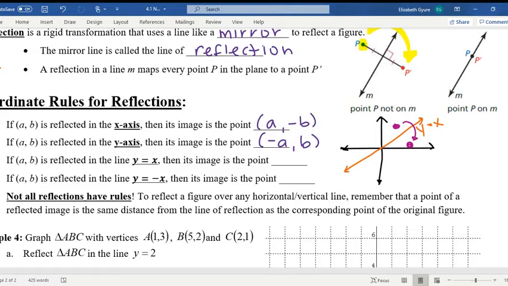The rule, these are the ones that are tricky. These ones are harder to count out. So this is where your rule becomes important. The rule for this is B, comma A. So you take your original point, A, comma B, and you flip it around and make it B, comma A. So if it was 1, 2, make it 2, 1.